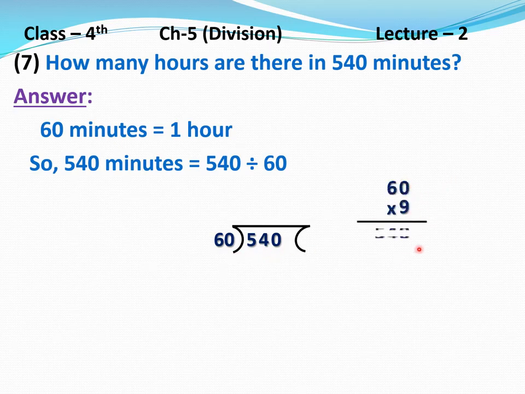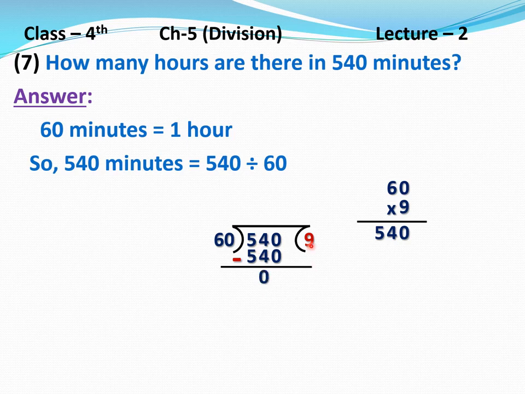See, 9 zeros are 0, write 0 here. 9 6s are 54, write 54 here. 60 multiply 9 equal to 540. So write down 9 here and 540 here. Now we will do subtraction. 0 minus 0, 0. 4 minus 4, 0. 5 minus 5, 0. Write 0 here. Clear?